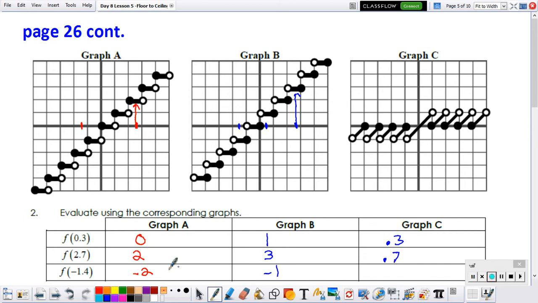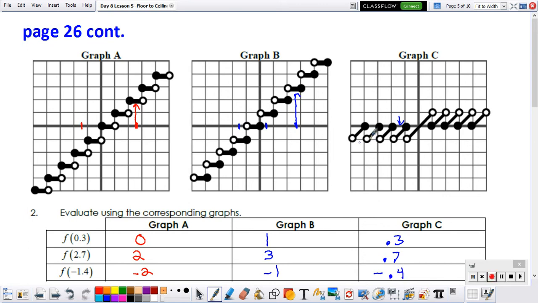Now, -1.4 is a little trickier. Here's -1, and then 0.4 would be somewhere here. And its value is somewhere between 0 and -1. So where do you think -1.4 would fall if you followed these patterns? It will be at -0.4. And we're going to talk about that.